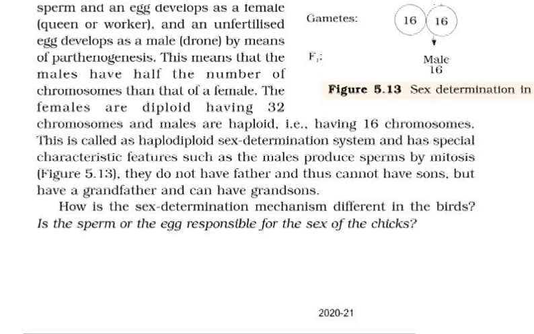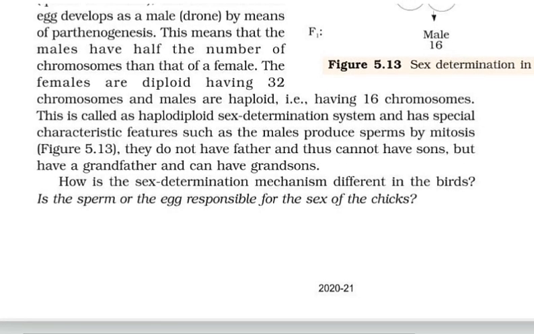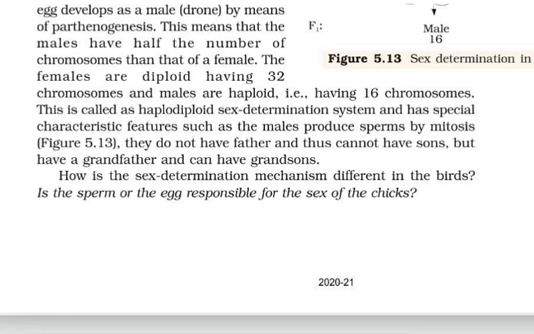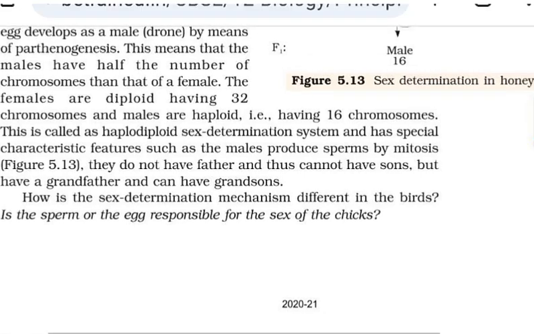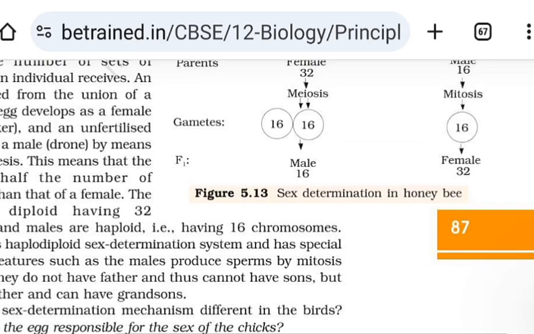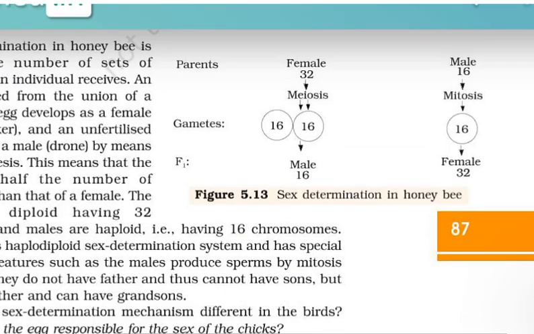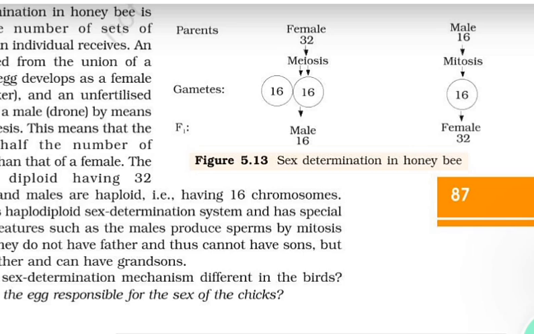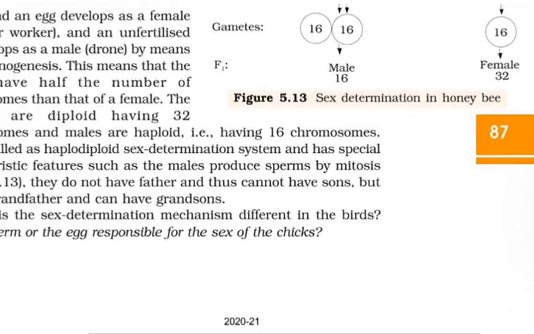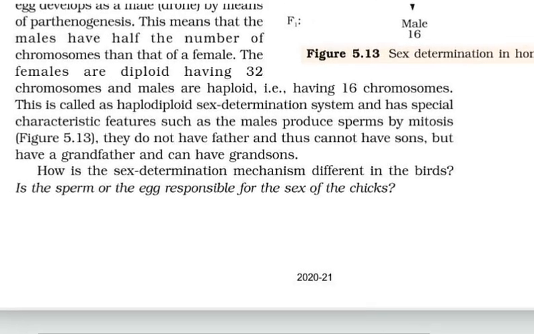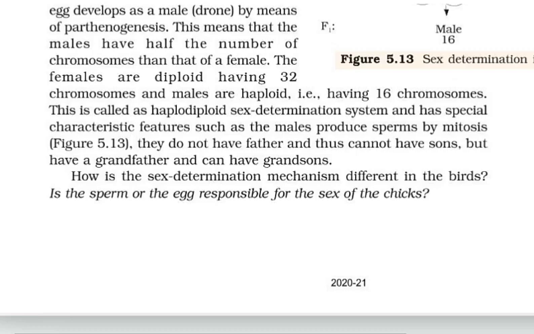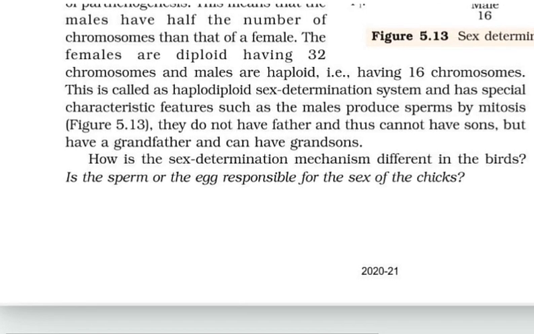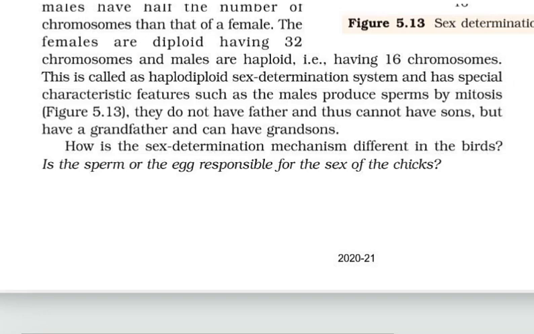Sex determination in human हम पढ़ चुके हैं, अब next पढ़ेंगे sex determination in honey bee. ठीक है. The sex determination in honey bee is based on the number of sets of chromosomes an individual receives. An offspring formed from the union of a sperm and an egg develops as a female, that is queen or worker, and an unfertilized egg develops as a male. Unfertilized egg develop होता है male, जिसको drone कहते हैं. ठीक है. By means of parthenogenesis.